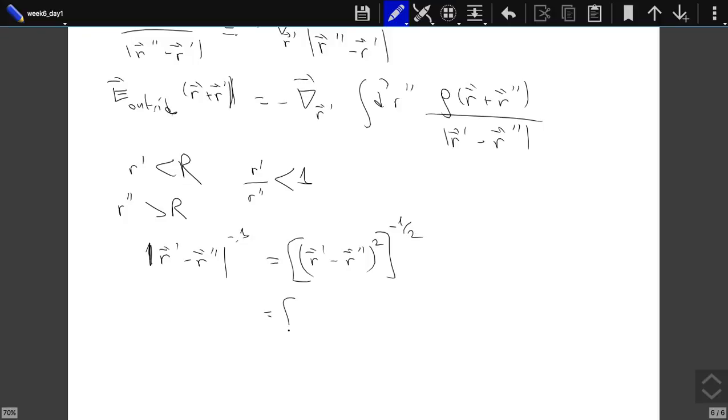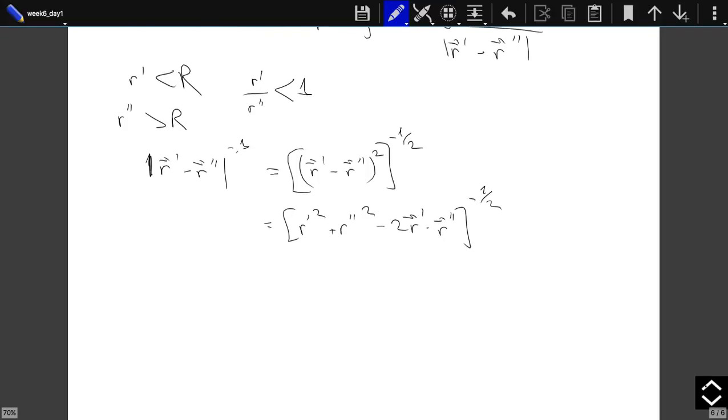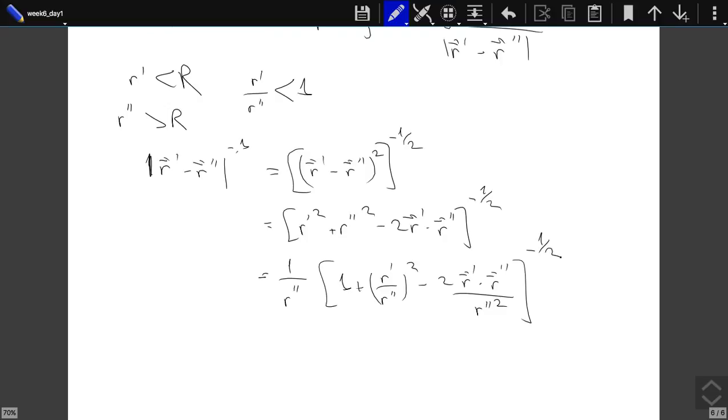If I take the square, it is R prime squared plus R double prime squared minus twice R prime scalar product with R double prime, to the power minus 1/2. R double prime is the larger one, so I take it out, 1 over R double prime. What is left is 1 plus (R prime over R double prime) squared minus twice R prime scalar product with R double prime divided by R double prime squared, to the power minus 1/2. The second and the third terms are small, so we can do the Taylor expansion.